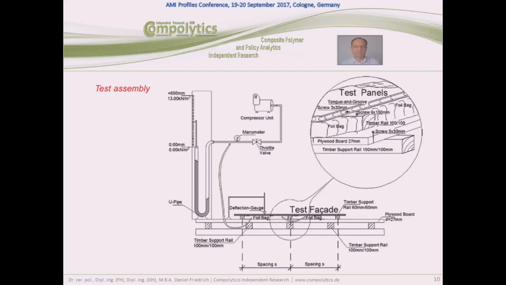And the test assembly is shown here. Here is the wind section installed according to the manufacturer's installation manual. The foil backs were in the ventilation segment, and then the foil backs were filled with pressured air, and we measured then the wind suction in kilonewtons per meter squared, until there was a failure of the complete facade section. And we also measured the deflection here in the mid-field of the spans.